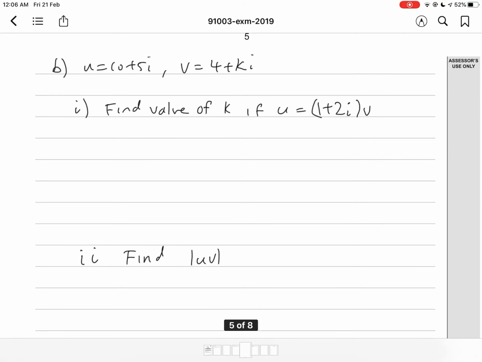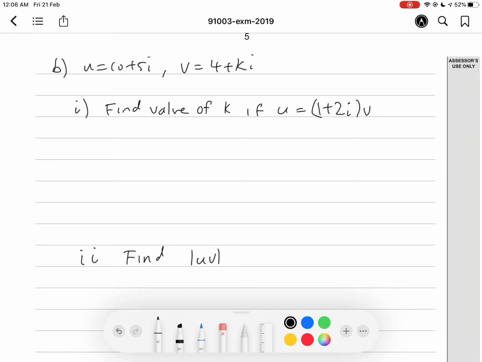Alright, so 3b. u equals 10 plus 5i and v equals 4 plus ki. Find the value of k if u equals 1 plus 2i times v. So our u value is equal to 10 plus 5i.